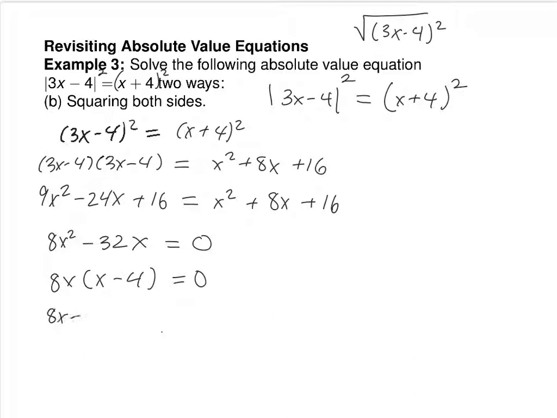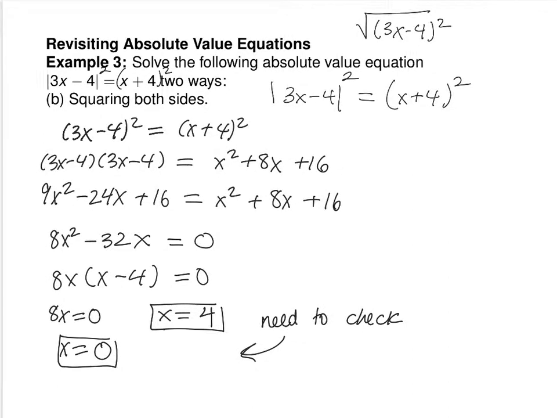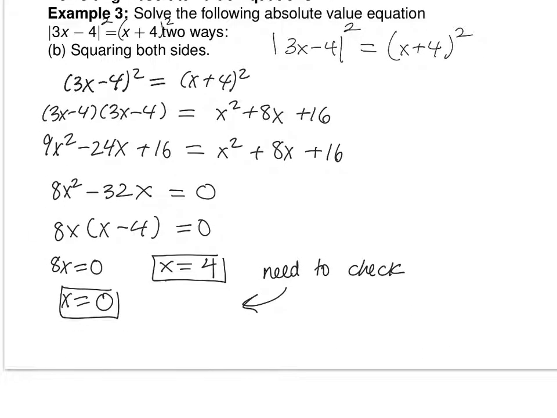And one thing is 8x equals 0, so x equals 0 is an answer, and x equals 4. You would need to check, but why don't we have to? Yeah, we already have, right? We checked them for the last one. It's like if you were doing this problem on its own and you hadn't already checked because you did it 2 ways, you would have to check them.